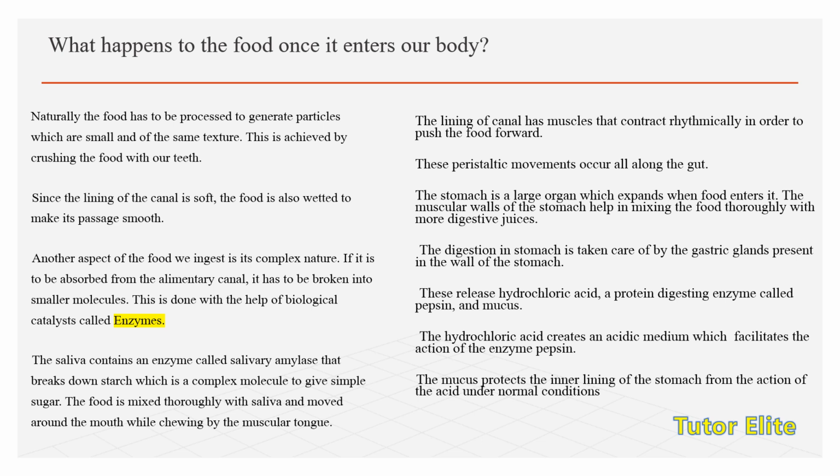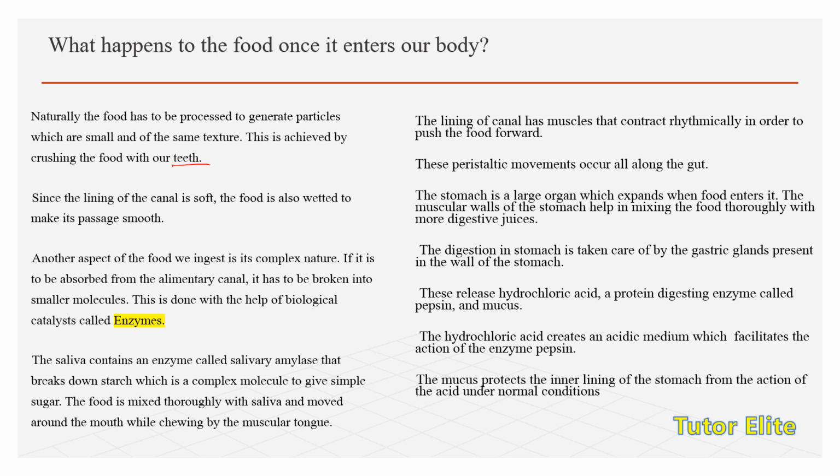Next, what happens to the food once it enters our body? Naturally, the food has to be processed to generate particles which are small and of the same texture. This is achieved by crushing the food with our teeth. Yes, we have to chew the food. You cannot engulf it, and if you engulf the food, it may get stuck in your windpipe or food pipe. So breakdown of food with the help of the teeth is important for easy digestion. Since the lining of the canal is soft, the food is also wetted to make its passage smooth.